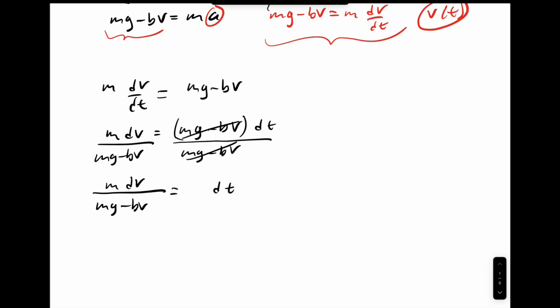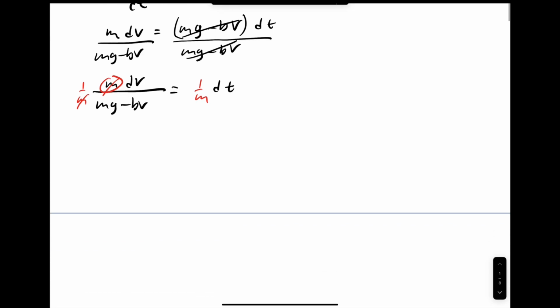Now I'm going to start cleaning this up a little bit. I'm going to get rid of this m by dividing both sides by m. So I'm going to multiply over here by 1 over m, so that'll cancel out, and then 1 over m there. And now what I have is 1 over mg minus bv dv is equal to 1 over m dt.